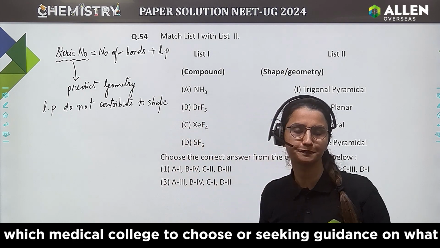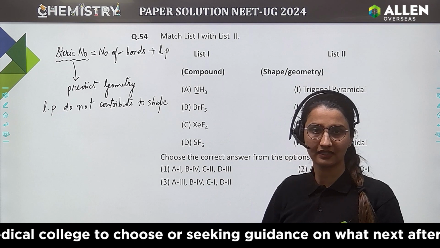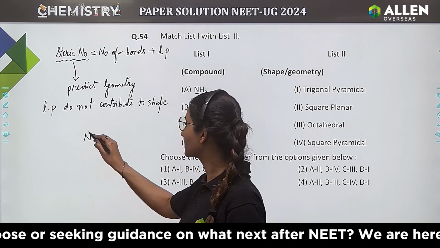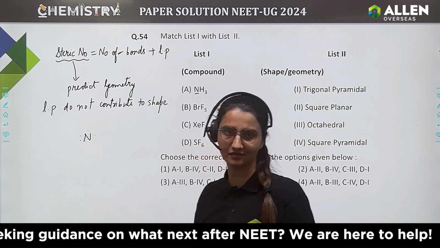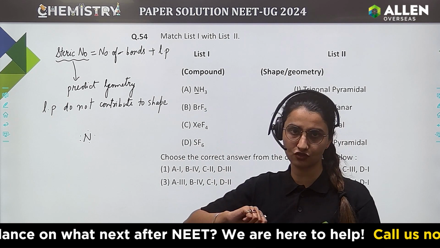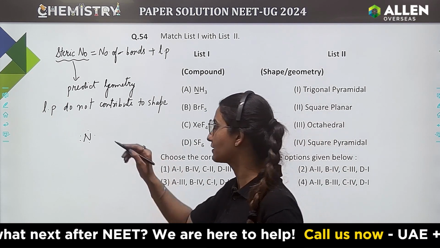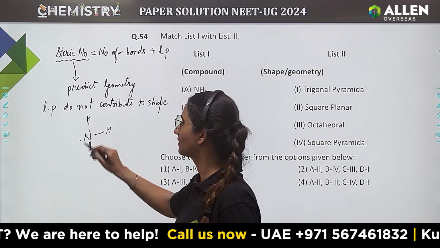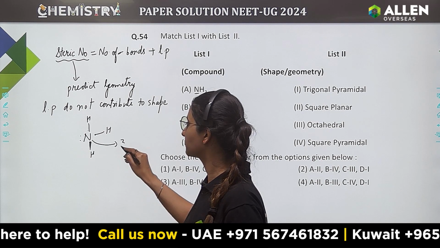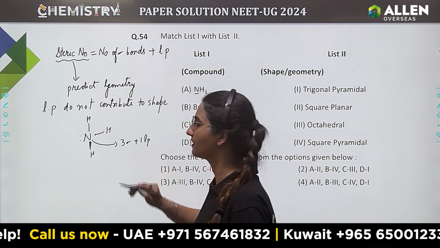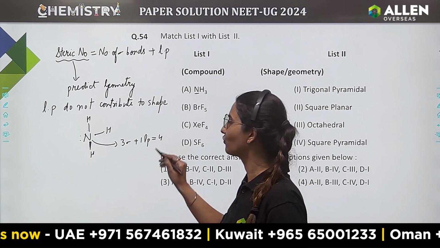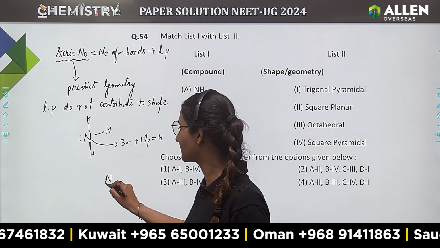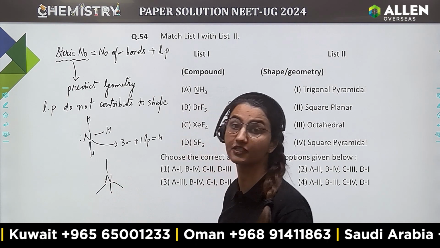Let's check, let's start. So dear students, N is an element of group 15. Yes. How many valence electrons will it have? It will have 5 valence electrons. It is linking with 3 H. We know H links through single bonds. So see, it is making 3 single bonds with H. So talking of N, students, it has 3 sigma bonds plus 1 lone pair. What is the steric number, students? 4. Whenever we have steric number 4, what is the geometry, students? It is tetrahedral. Geometry is tetrahedral.